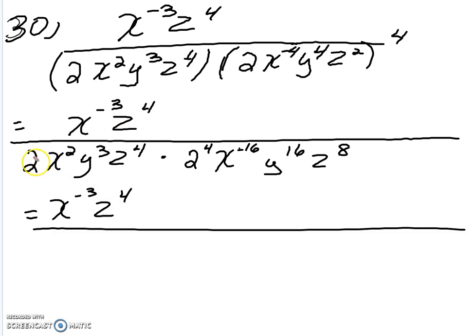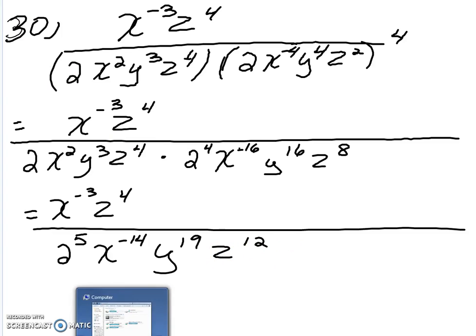The first thing I'm going to multiply is 2 times 2 to the 4, and I get 2 to the 5th. X squared times x to the negative 16: I keep my base, I add my exponents, so I end up with x to the negative 14. I do the same thing, y cubed times y to the 16th. I keep the base and add the exponents, and I get y to the 19. And the last part is z to the 4 times z to the 8, keeping my base, adding my exponents, z to the power of 12. So now I've got everything on the bottom simplified.